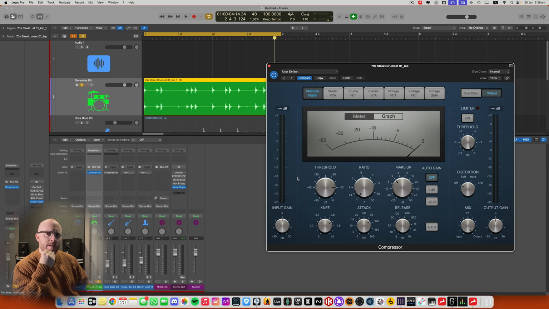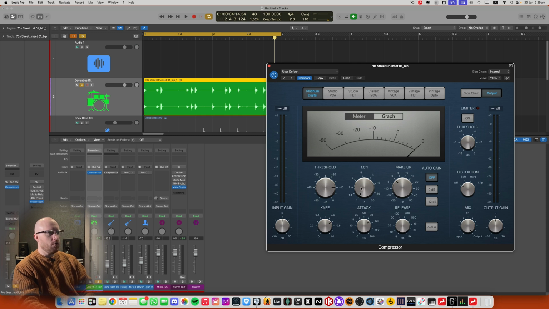Why is that then? The answer is the ratio. Because we have a ratio of 1 to 1, our compressor is going to do nothing irrelevant of where this threshold is set. So, in order to understand how to make this compressor work and do anything, we therefore need to understand the ratio control. Now, what do the ratios mean? It's a fairly simple mathematical equation, and once it's kind of logged in your mind, you'll remember it forever.